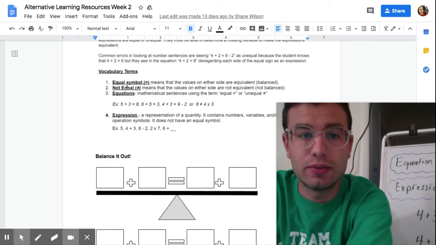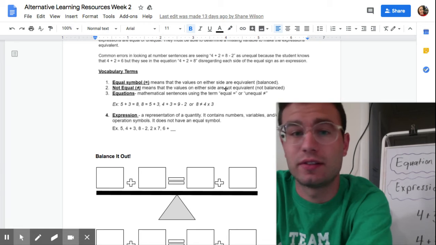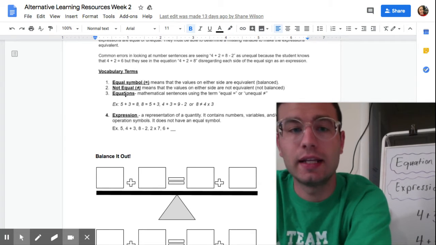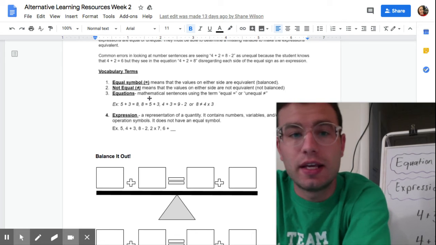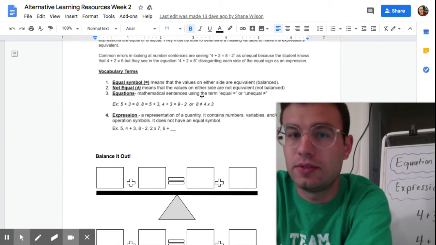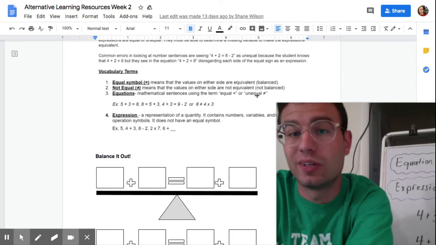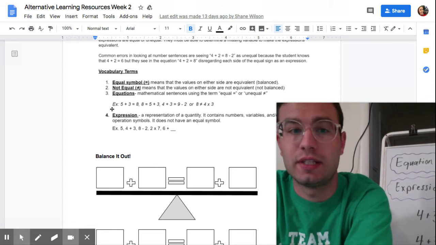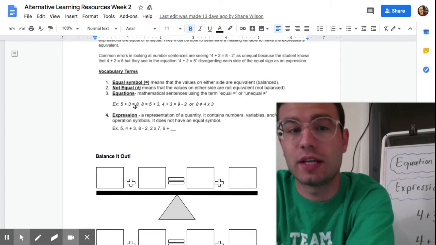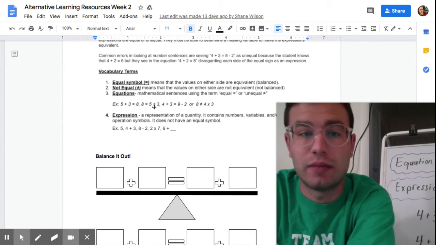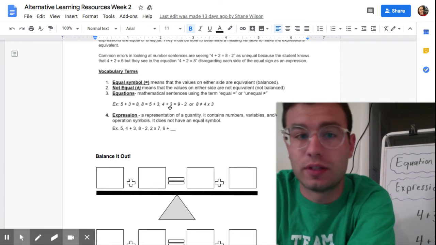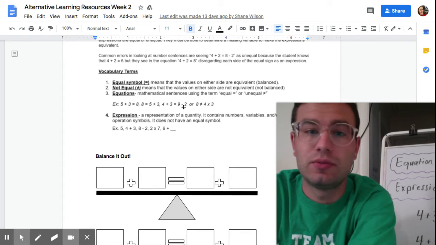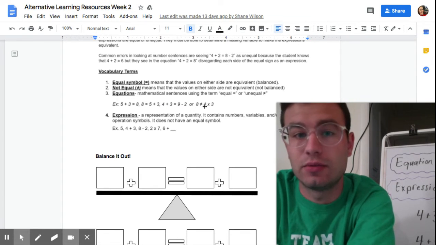If it's not equal, we use this symbol, and that means that the values on either side are not equivalent, not balanced. And an equation is a mathematical sentence using the term equal or unequal. So here are some examples. 5 plus 3 equals 8. 8 equals 5 plus 3. 4 plus 3 equals 9 minus 2. Or 8 is not equal to 4 times 3. All of those are equations.